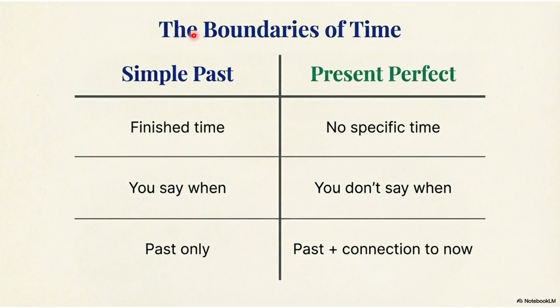So, the boundaries of time: we use the simple past for finished actions, finished time. You say when, and it's past only. But in the case of the present perfect, we don't need a specific time. You don't say when, and the past is somehow connected to the present, because it is still relevant. It happened in the past, but it is relevant in the present for some reason.